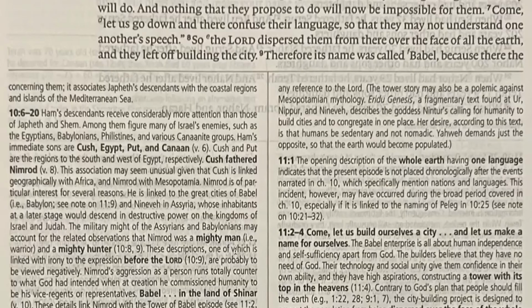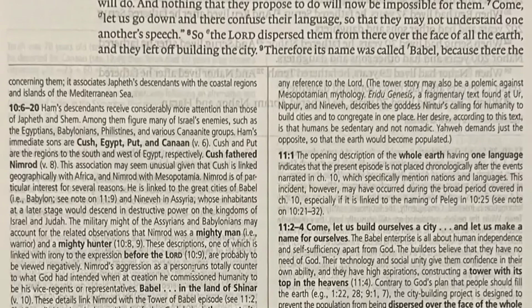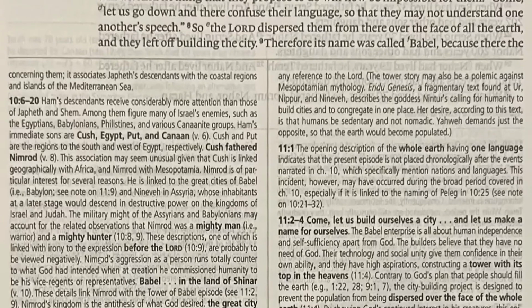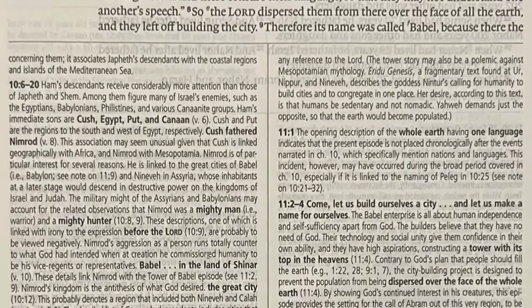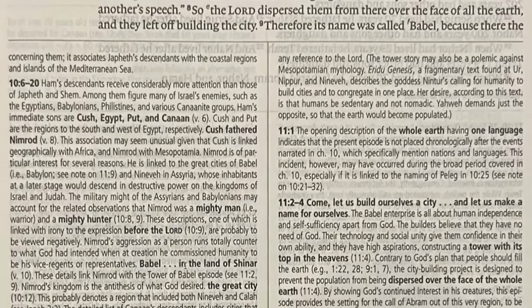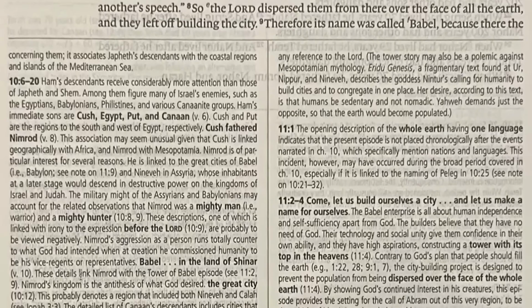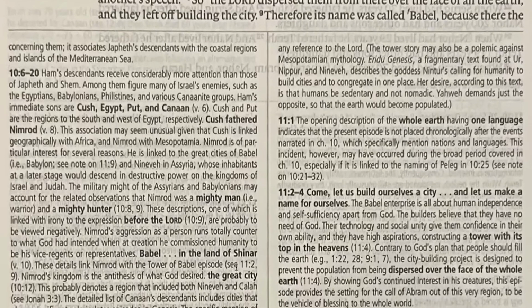These descriptions, one of which is linked with irony to the expression "before the Lord," 10:9, are probably to be viewed negatively. Nimrod's aggression as a person runs totally counter to what God had intended at creation, when He commissioned humanity to be his vice regents or representatives. Babel and the land of Shinar, verse 10. These details link Nimrod with the Tower of Babel episode, see 11:2 and 9.